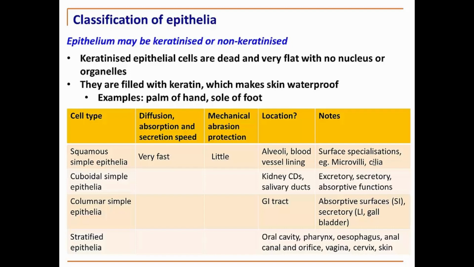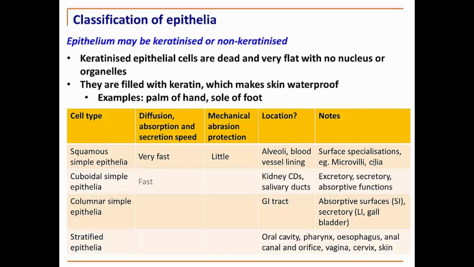We now have our simple cuboidal epithelia. So we see these in our kidney collecting ducts. That's the end part of our kidneys, if you like. That's where you get the fine tuning of reabsorbing water and other nutrients, or electrolytes rather, that you may need, or secretion of electrolytes if we don't need them, or secretion of water if we don't need them. Also in your salivary ducts. So they have excretory, secretory and absorptive functions.